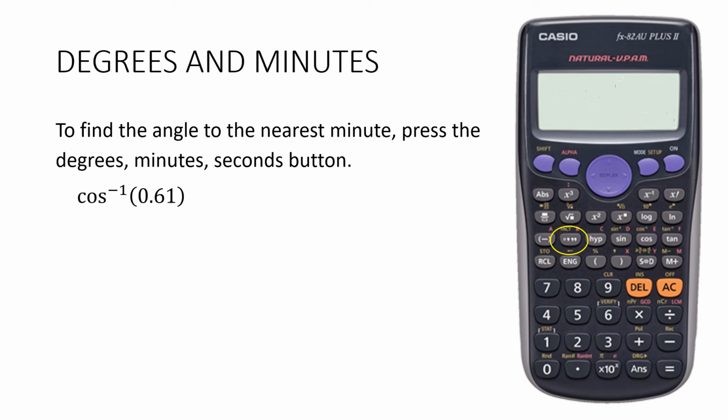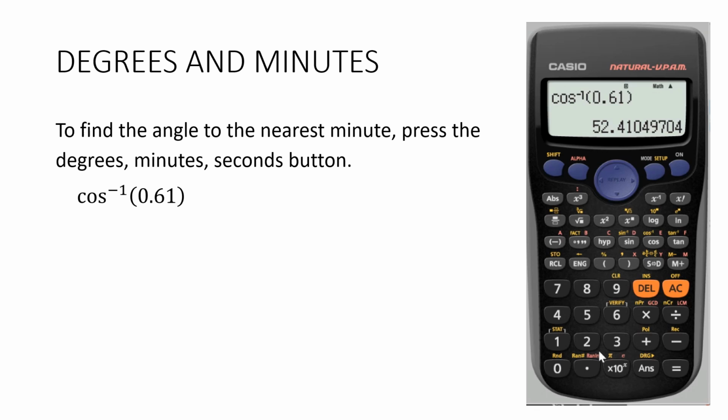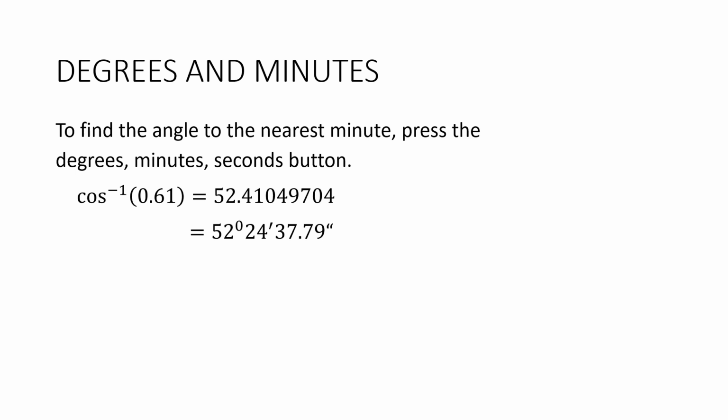And finally, you might want to find the angle to the nearest minute. And all you have to do is press the degrees, minutes, and seconds button after you have done the calculation. Same question as last time. So after you press equals, we get 52.410497004. And we just press the degrees, minutes, seconds button. It actually toggles between the two. So we end up with 52 degrees, 24 minutes, 37.79 seconds. So there's our calculator readout.